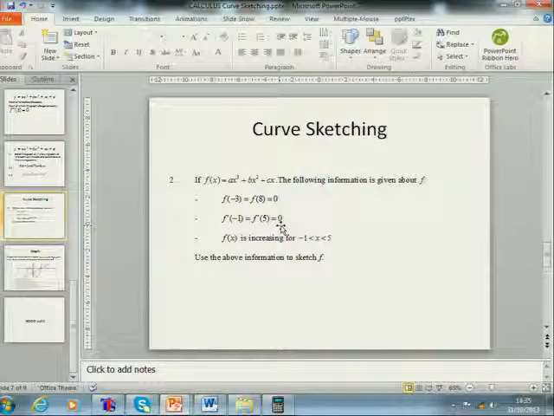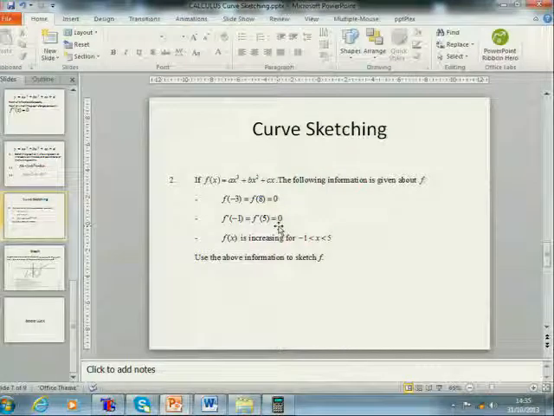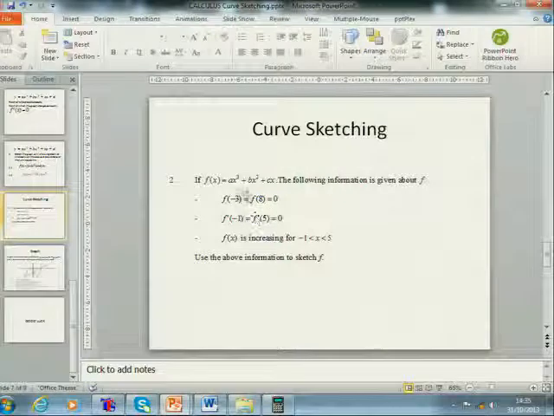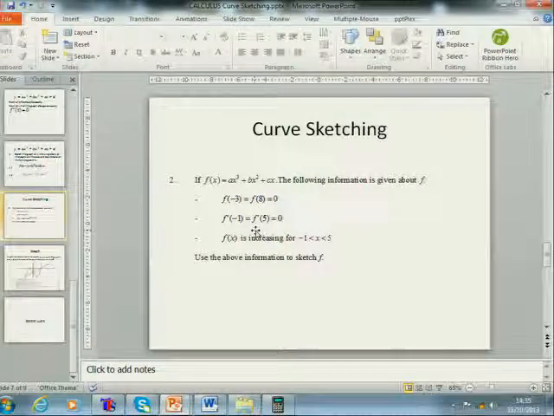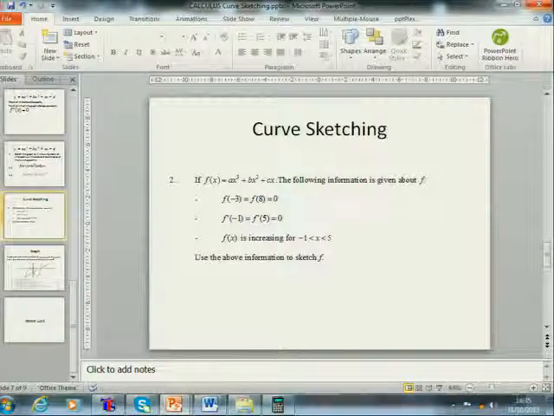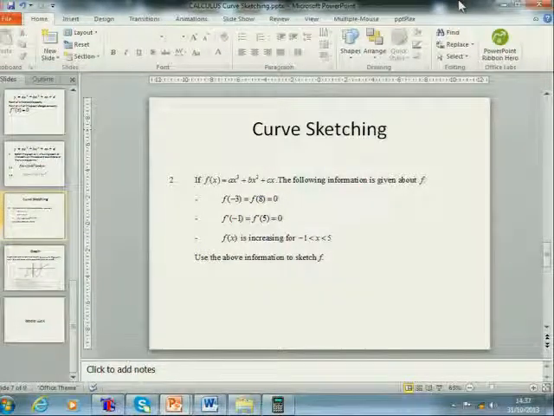Okay, can you quickly look at this? I'm going to give you only 3 minutes. 3 minutes, I want to check your curves, whether you are able to use this information to sketch your curve. Can you quickly do that in 3 minutes? Starting now. All right, we are back.